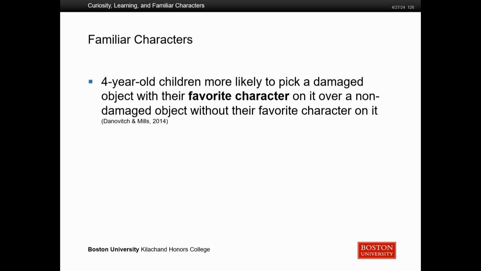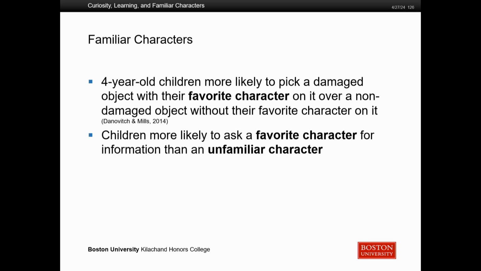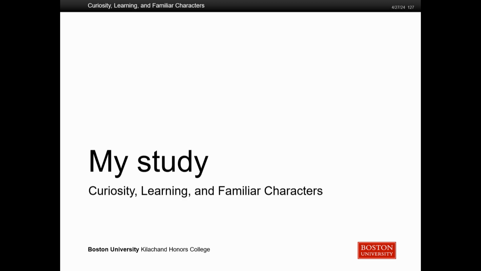So next I want to quickly discuss some literature on familiar characters. There have been studies that found that children are more likely to prefer damaged objects with their favorite characters on it over non-damaged objects without their favorite characters, and that they are also more likely to ask a favorite character for information over an unfamiliar character. So now moving into my study, I was investigating the relationship between curiosity, learning, and familiar fictional characters.